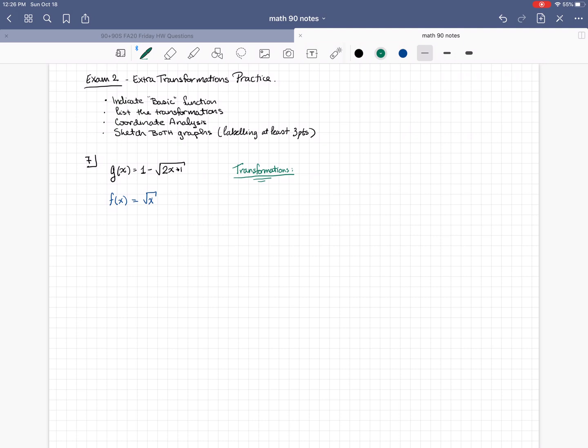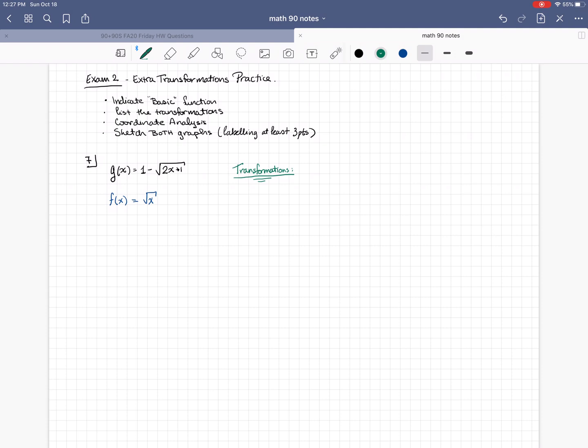Okay, so what do we have here? Well, we have this 1 and this minus on the outside. That's going to be 2 transformations. The minus is going to be a reflection. The 1 is going to be a shift. We have this 2 on the inside. That's going to be a compression or a stretch, horizontally or vertically. And then we have this plus 1, that's going to be another shift. So we have 2 shifts, a reflection, and a stretch or compression. Let's do the stretch/compression first, then the reflections, then the shifts.